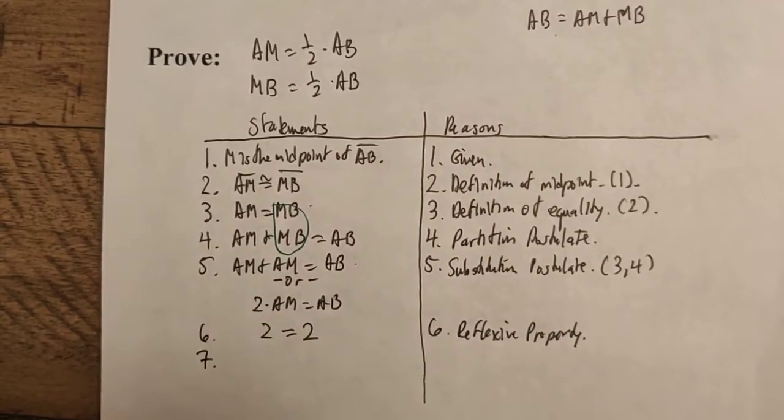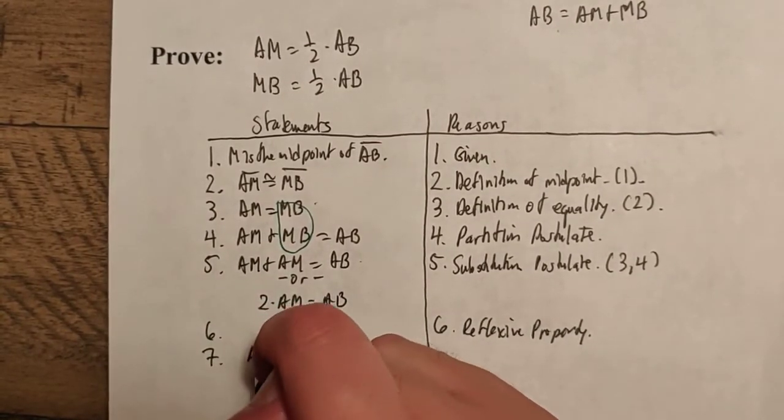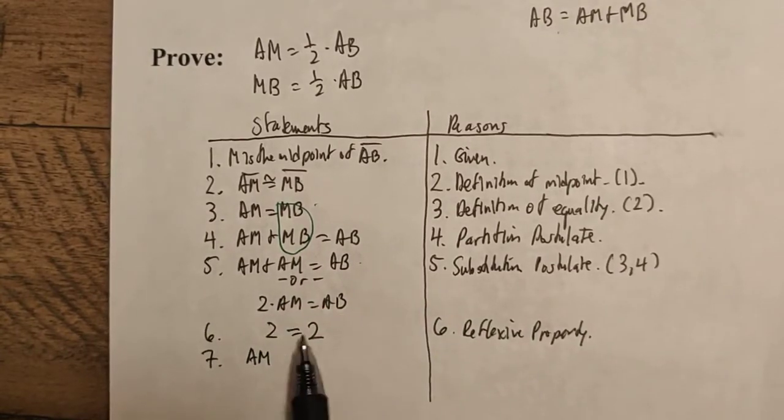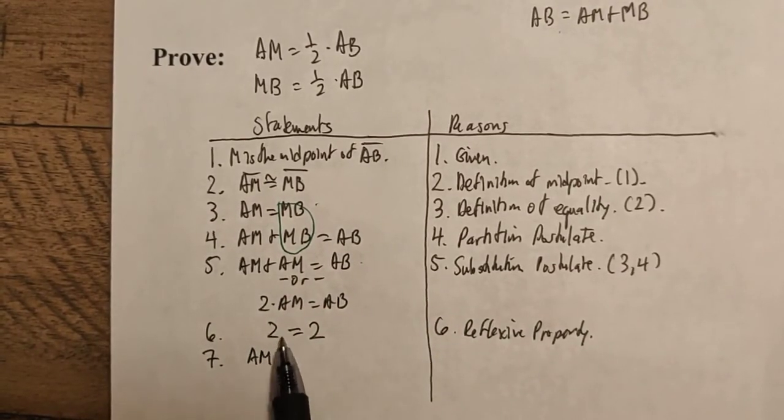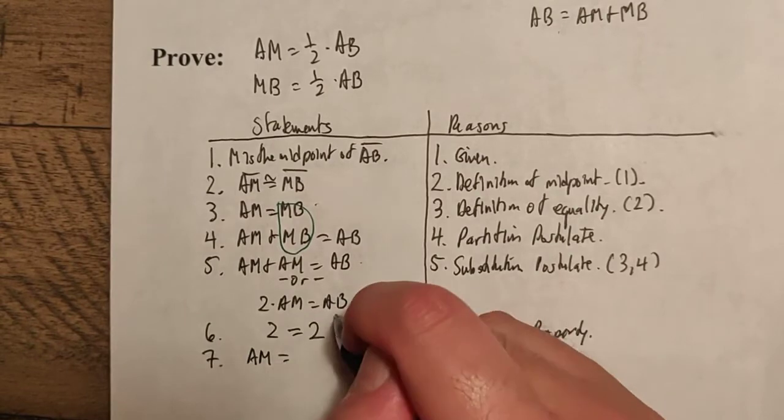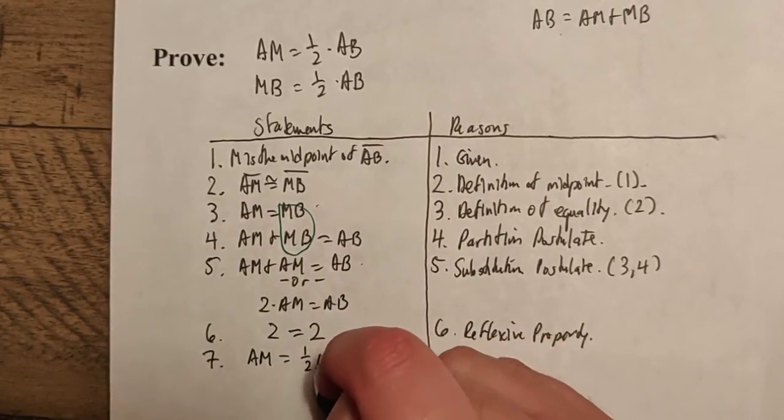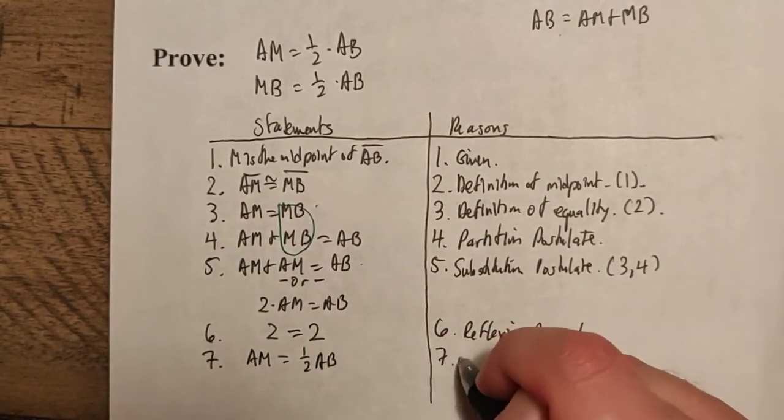And now we can actually do our division postulate. So now we can divide everything by 2 here. So 2 times AM, we can now divide this by 2. So 2 AM over 2 is just AM. And then AB divided by 2 is 1/2 AB. And that's our division postulate.